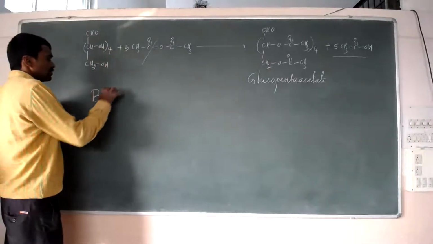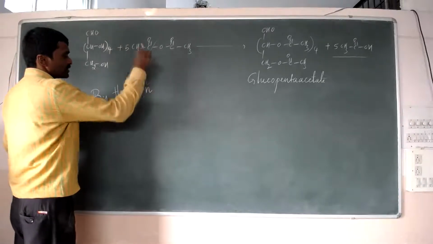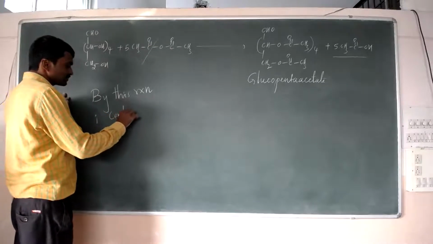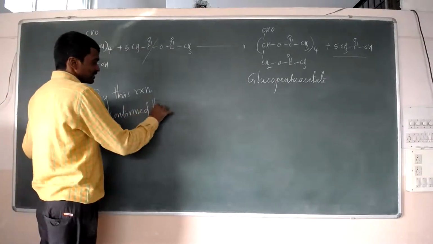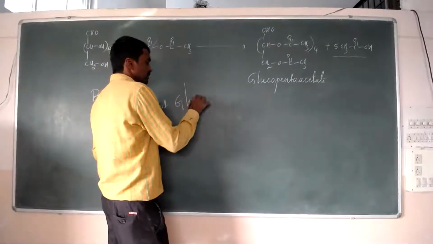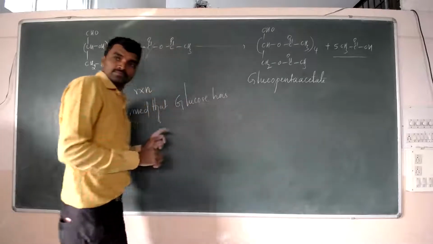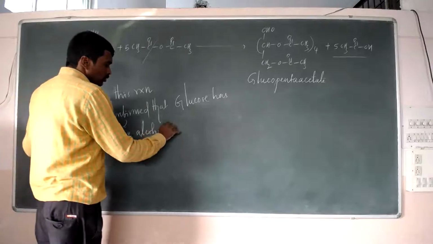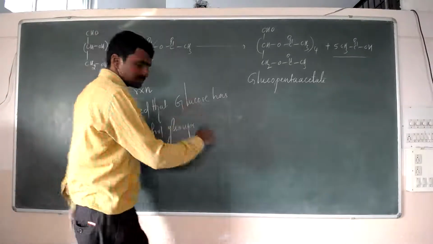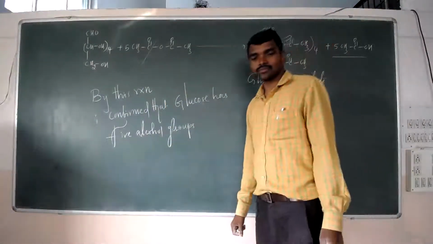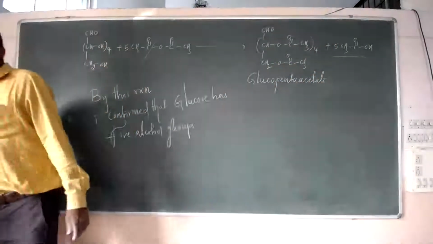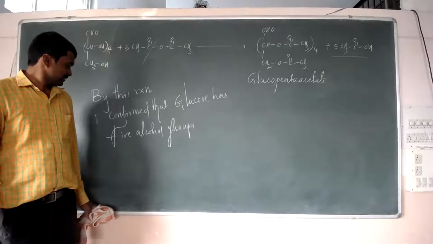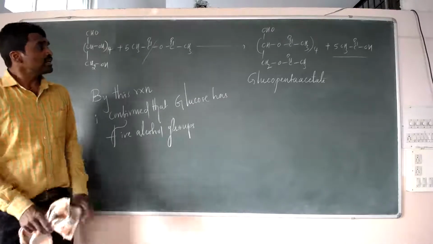By this reaction, I confirmed that glucose has 5 alcohol groups, 5 alcohol groups. I confirm this. Okay, I mean, explain. Okay, right. So, okay, I understood, sir.